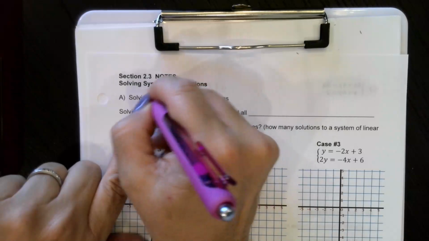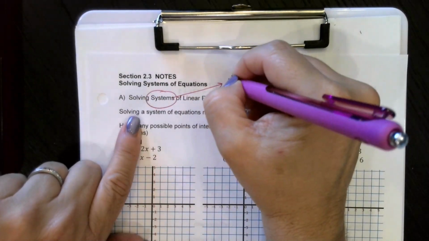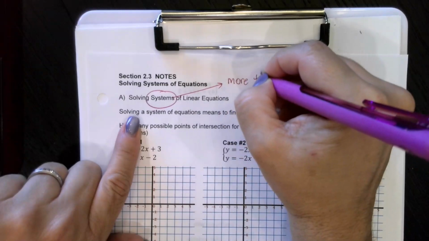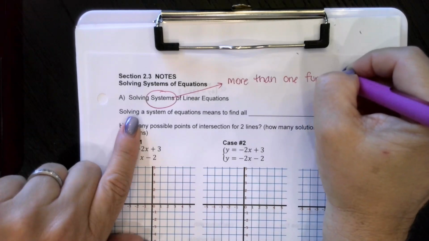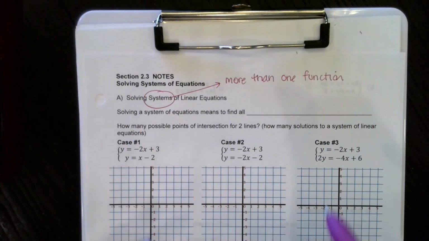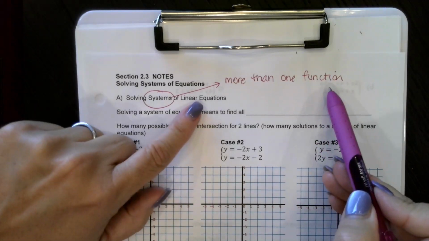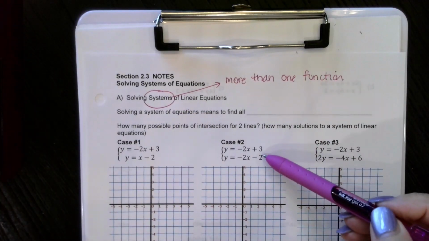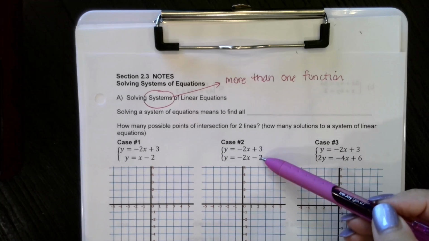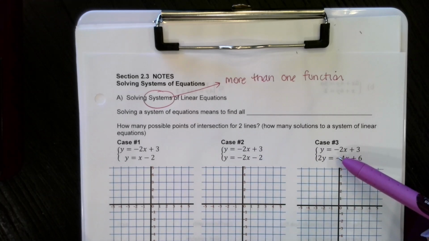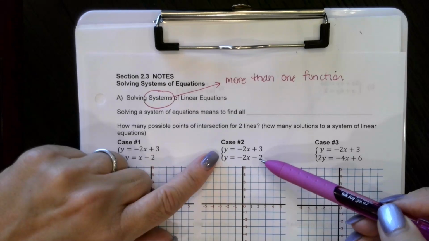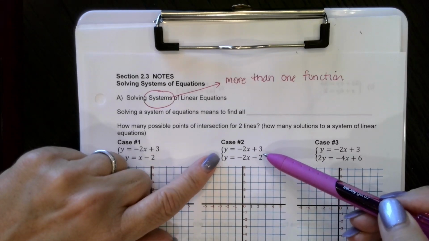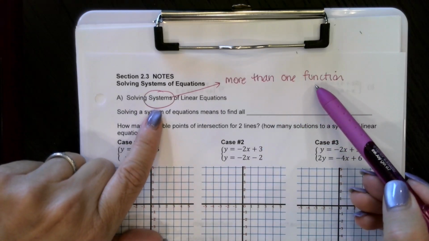So let's talk about what this means. So a system means more than one function. So we're going to start with linear functions because they're way easier, but we can do any functions, and this is what it looks like when you have a system. So here I have 2 lines, right? As these get more complicated, it's not going to be a line anymore. It could be a parabola, it could be a cubic or quartic function, it could be a circle, we could have a lot of different things. So systems means more than one function.